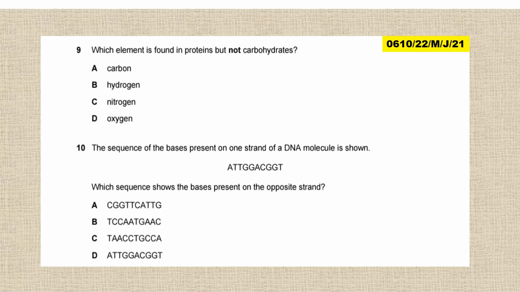Then paper 2, variant 2, May, June 2021. Which element is found in protein but not in carbohydrate? This one we've answered already: nitrogen. The sequence of bases present on one strand of a DNA molecule is this one. I've answered quite a number of these questions. Which sequence shows the bases present on the opposite strand? On the opposite, you're going to have TAACC. So TAACC.